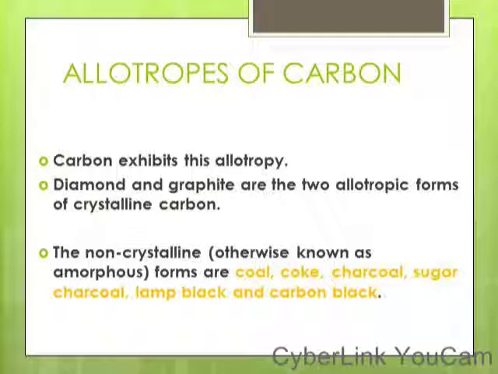The non-crystalline carbon is otherwise called amorphous carbon, and these are: number 1 is coal, number 2 is coke, number 3 is charcoal, number 4 is sugar charcoal, number 5 is lamp black, and number 6 is carbon black. As students, a few questions you can ask yourself are: what are the allotropes of carbon? What are the crystalline allotropes and the amorphous or non-crystalline allotropes? What are examples of non-crystalline allotropes?